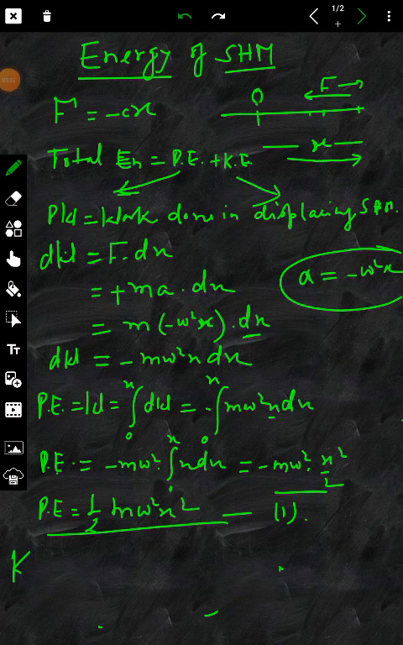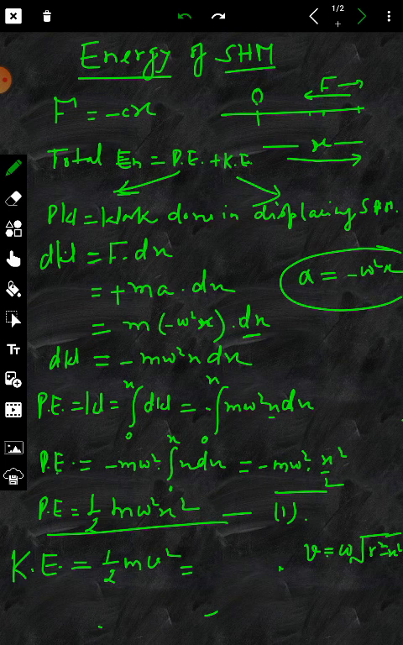Now comes the kinetic energy of this same simple harmonic oscillator when displacement is x. It is given by half m v square, where m is the mass of the oscillator and v is its velocity when displacement is x. This velocity is related with the displacement by this formula: v is equal to omega into under root of r square minus x square. We already have discussed this relationship, we substitute it here.